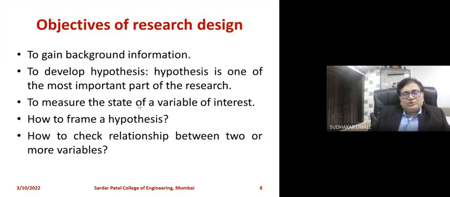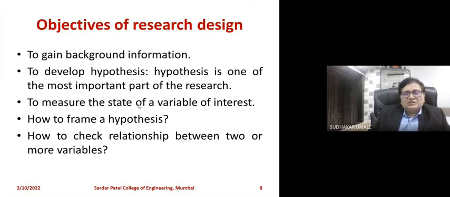This is a very important question during objectives: how to frame a hypothesis. Because this is not my topic of explaining hypothesis, I will just cover some of the importance of hypothesis. I will not cover all explanation regarding hypothesis. How to frame a hypothesis, this is the main question. How to check the relationship between 2 or more variables.